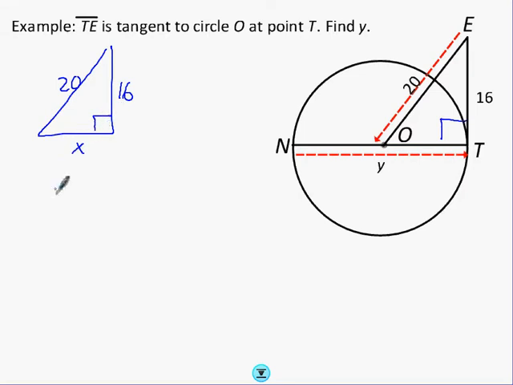There's actually a Pythagorean triple. I'll leave it to you to figure it out yourselves if you don't trust me. X is equal to 12. Well, if this side is 12 and Y is clearly a diameter, it's going to be twice that. So Y equals 24.